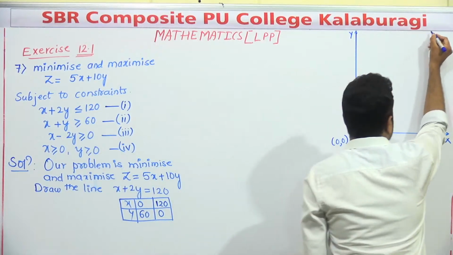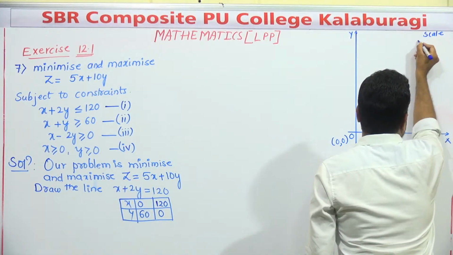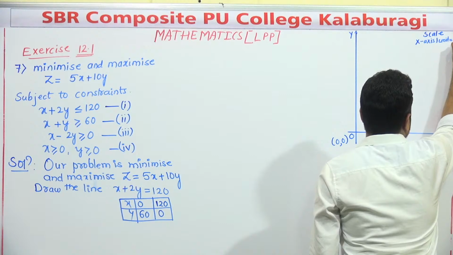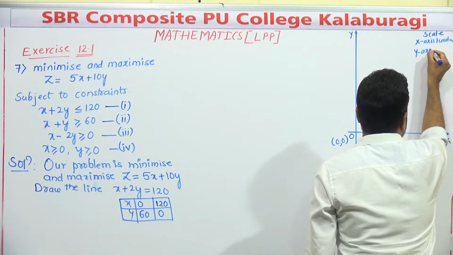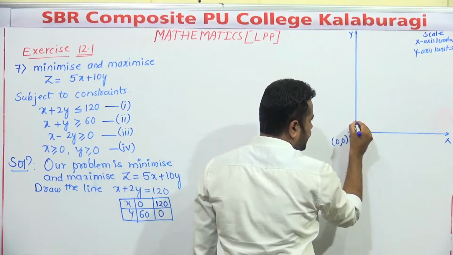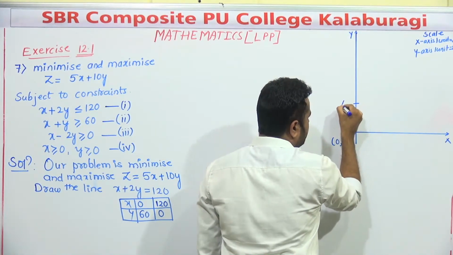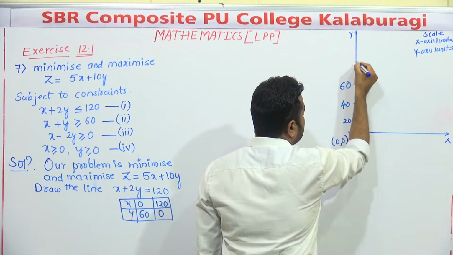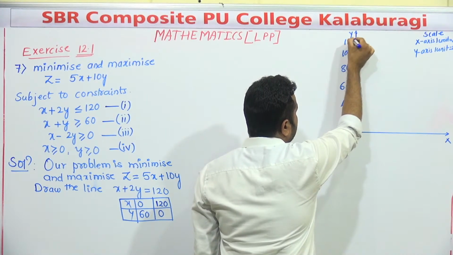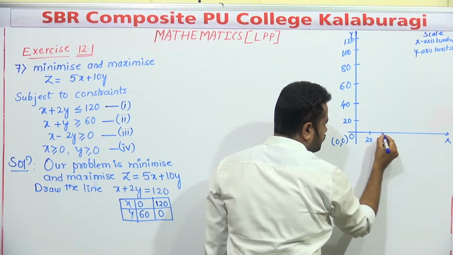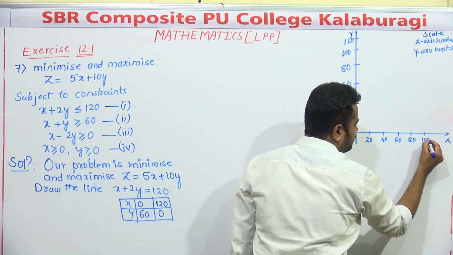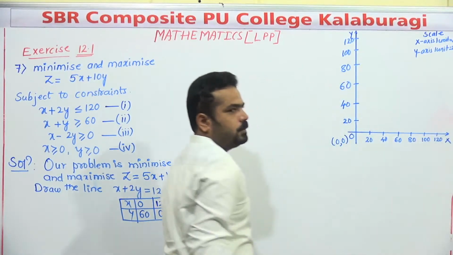Therefore, I will write the scale here. The scale is, for x-axis, 1 unit equal to 20, and y-axis, 1 unit equal to 20. I'll take 20, 40, 60, 80, 100, 120 on the x-axis, and here also 20, 40, 60, 80, 100, 120, and it will continue up to infinity.